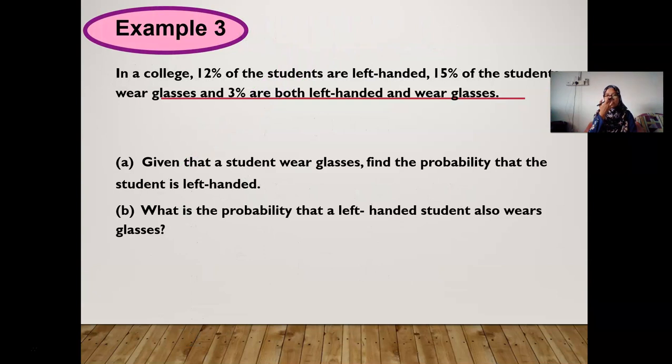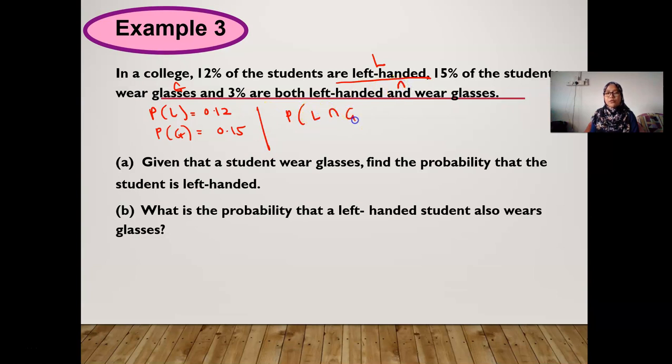Okay, example number 3. In a college, 12% of the students are left-handed. So we consider this as event L. So P(L) is given by 12%, which is 0.12. 15% of the students wear glasses. So we denote this as G. So P(G) equals 0.15. 3% are both left-handed and wear glasses, meaning that is the intersection. So P(L intersect G) is given by 0.03.